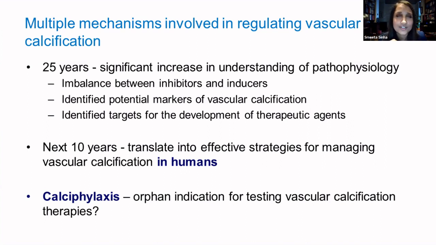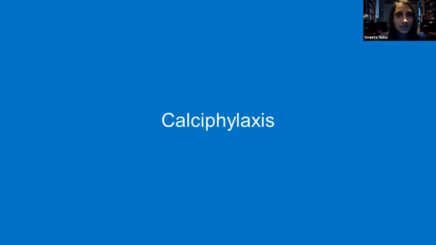And that's been a real game changer, because it has opened up potential for companies to look at this as a disease area which is, in theory, easier to study, but then opens up the market for wider vascular calcification. So can we start with calciphylaxis with a view to moving on to vascular calcification therapies?